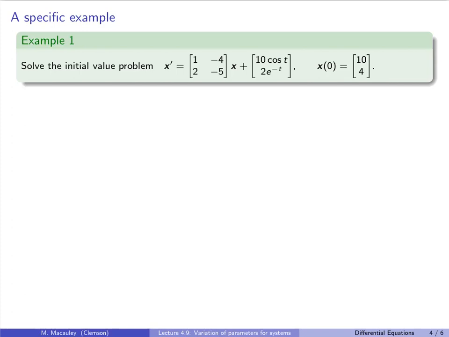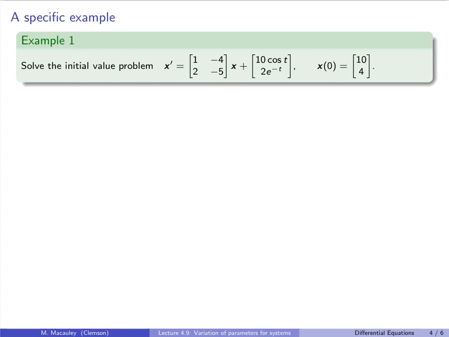Here's our first example. I want to solve the initial value problem X prime equals Ax plus b, where A is the matrix 1, negative 4, 2, negative 5, and b is the vector 10 cosine of t and 2 e to the negative t, and we have an initial condition x of 0 equals the vector 10, 4. This is something that we do not know how to solve at this point. We know how to solve the homogeneous part, but we have never seen an ODE where the inhomogeneous part, b of t, is not a constant.